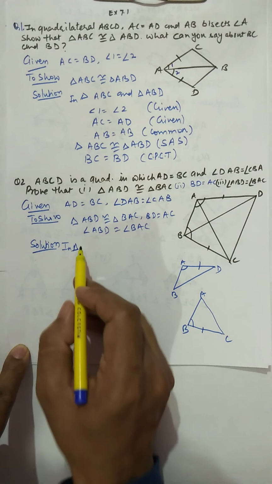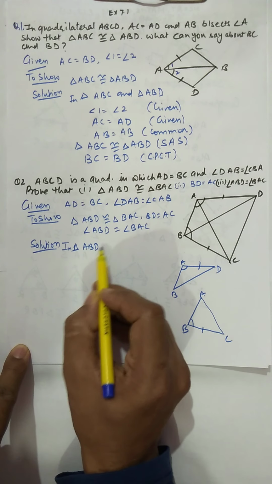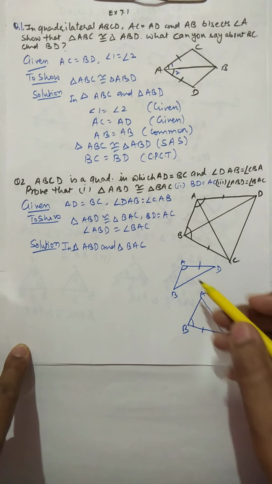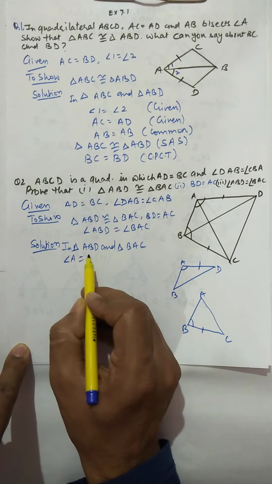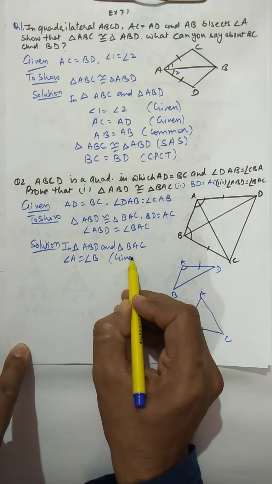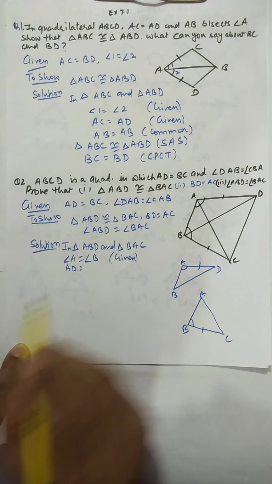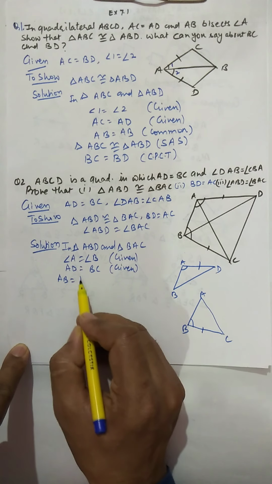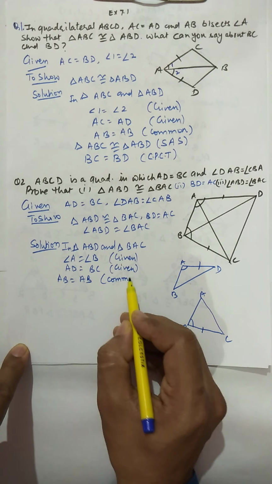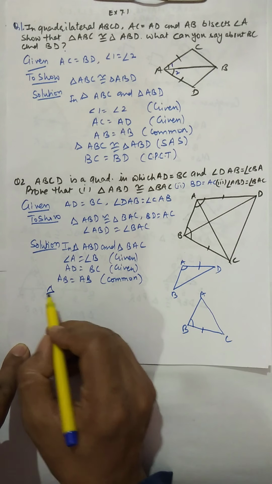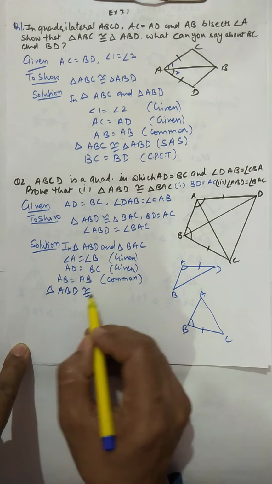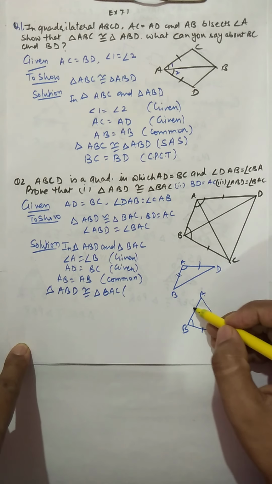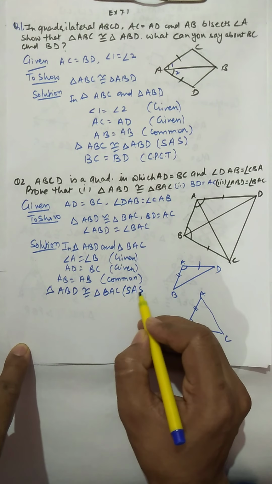In triangle, we'll take triangle ABD and triangle BAC. Now you can see this angle A is equal to this angle B, this is given. Also AD is equal to BC, this is also given, and AB is equal to AB, this is common. So now these two triangles can be said they are congruent, triangle ABD congruent to triangle BAC, and the criteria that you can use is side angle side.